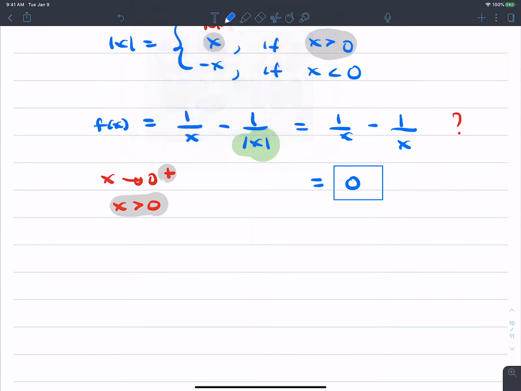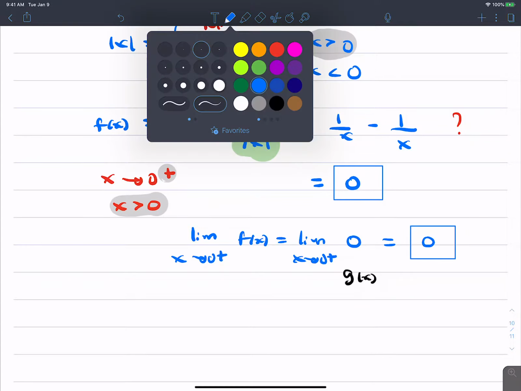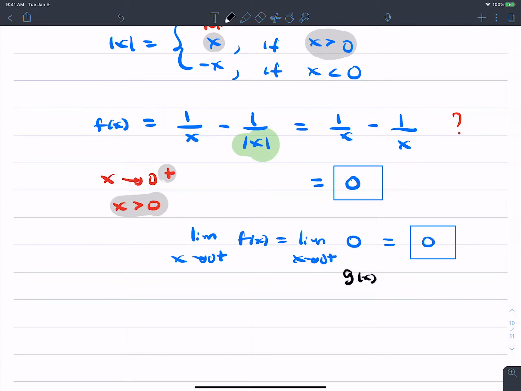That means we just have to look at the limit now of the function, which is the limit of the constant 0, as x goes to 0 from the right. And this is the g, by the way. The limit of a constant is a constant, 0. So if you approach from the right, the answer is 0. Okay.